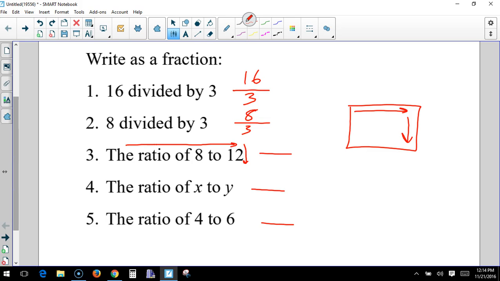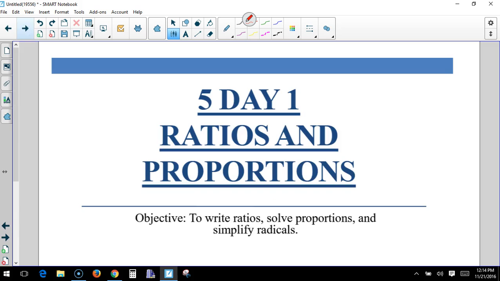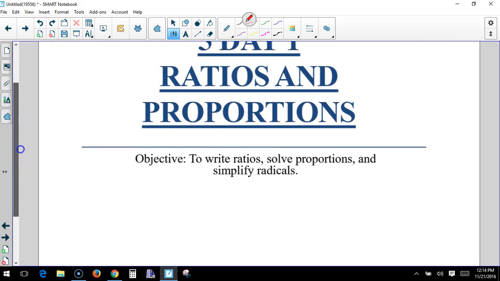So the first number we see, 8, goes on top, the second number goes on the bottom, 8 to 12. X to Y, first we hit X, then Y. Ratio of 4 to 6, just like that. Okay, a little warm up there.